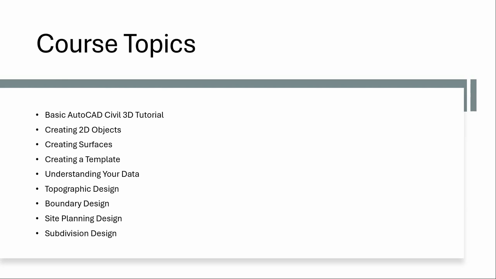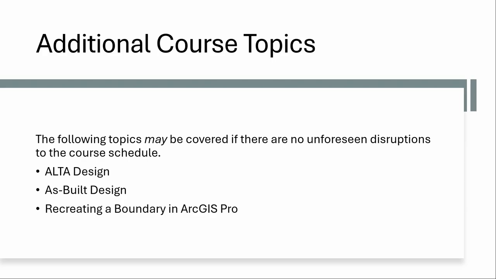And then different design topics. The primary ones that we're going to want to go over are whether we're talking about topo surveys, boundary surveys, if we're trying to do site planning projects, or if we're actually just working on lot and block subdivision projects and designing those in CAD. Those are the primary topics that we're going to cover. Then if we are fortunate and have enough time towards the end of the course, the primary things we're going to try to get into are ALTA surveys, designing ALTA surveys, as-built designs, and then recreating boundaries in ArcGIS Pro.